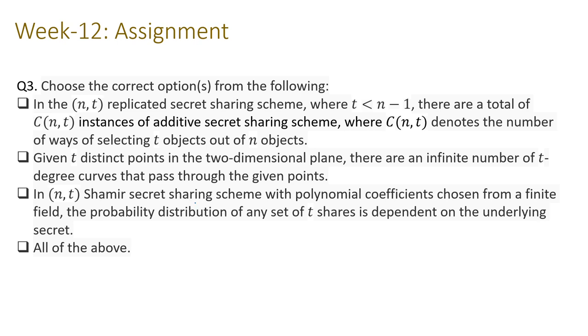This is a question about Shamir secret sharing. Four options are given, like: in the n-T replicated secret sharing scheme, where T is less than n minus 1, there are a total of n choose T instances of the additive secret sharing scheme. Is this statement correct?